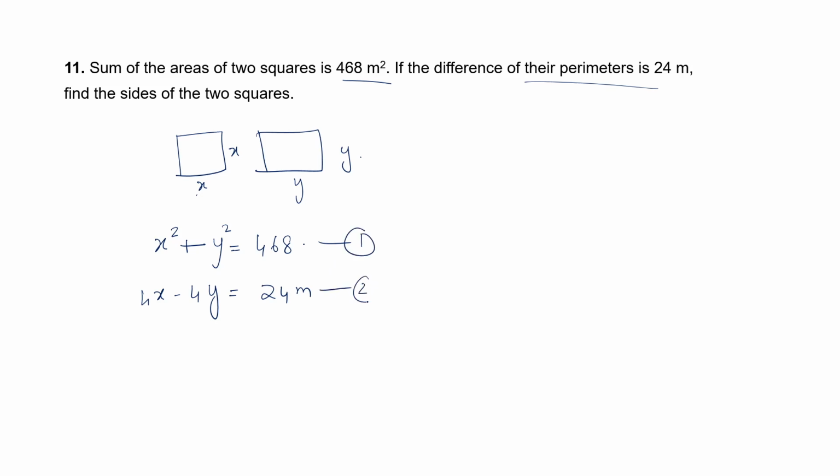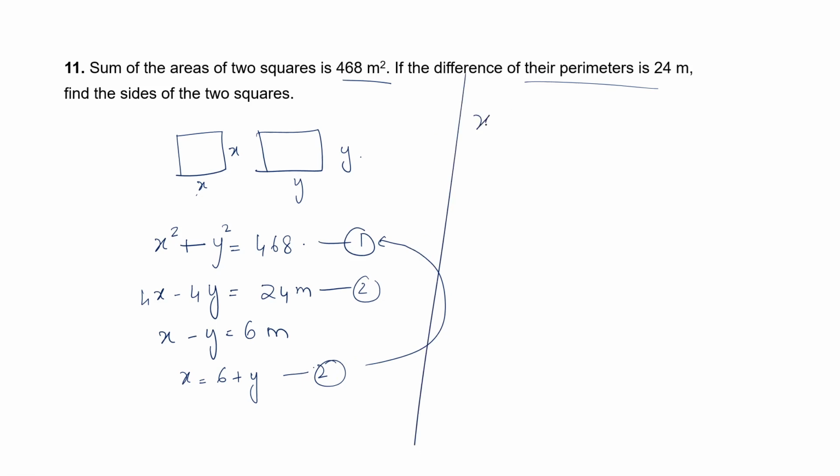So with two variables we cannot solve and get a quadratic equation. So you have to convert one variable into another variable. Suppose I take x is equal to 6 plus y here. Any of them you can change. So I will put this in the first equation. So for x what I have to substitute? 6 plus y. So (6 plus y) whole square plus y square equal to 468. So expand this.